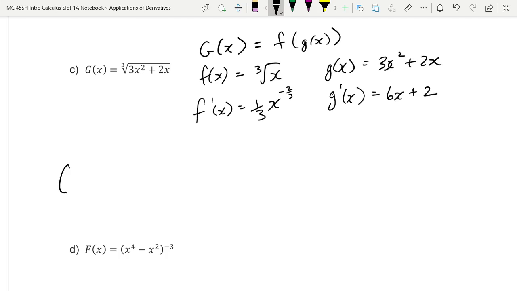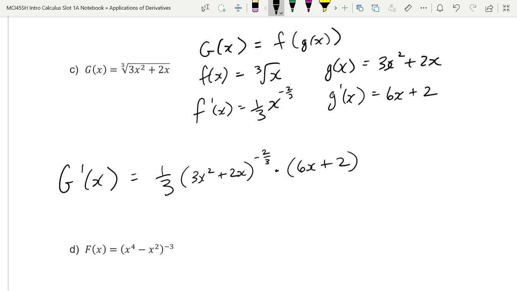All right, so what is g primed of x according to my chain rule? Well, it's 1/3, and then replace the x with the original g of x, and then times the derivative. I can't see that getting anywhere if I decided to try to simplify it at all, so I think I'll just leave it the way it is. Good enough for that one.